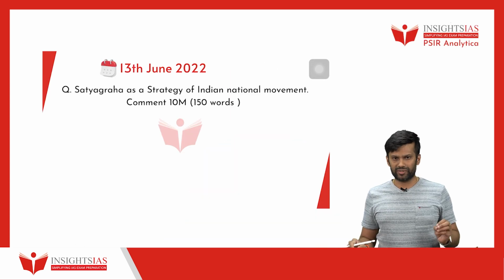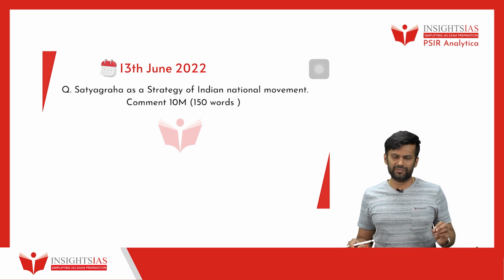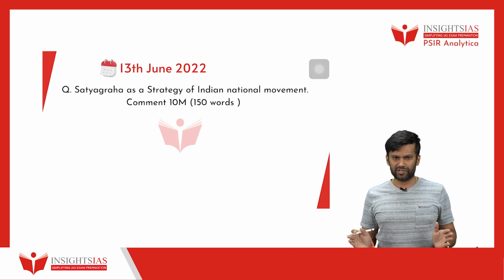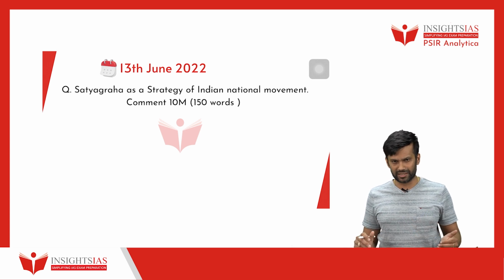Coming to today's question, that is June 13th, the question which we had posted was: Satyagraha as a strategy of the Indian national movement, comment, for 10 marks, 150 words. Now first of all, how to approach part B questions? One popular misconception is that people tend to write general answers, what you write in general studies. That alone won't fetch marks in political science. You need to bring certain theoretical linkages, certain opinions of scholars, and more importantly, you have to identify the demand of the question.